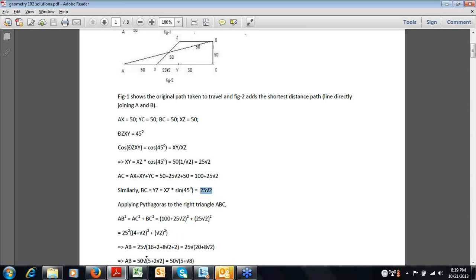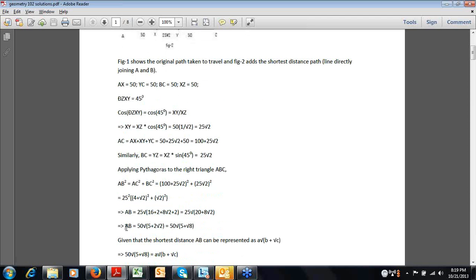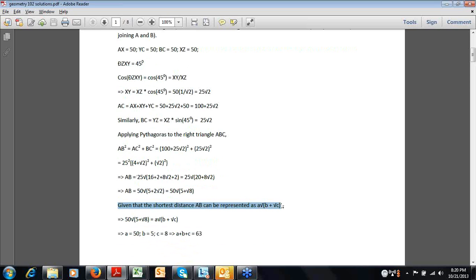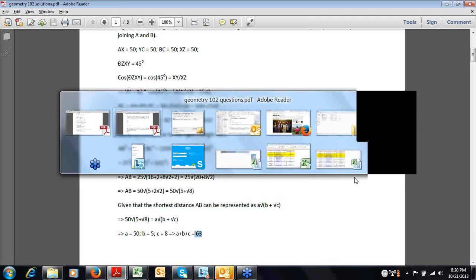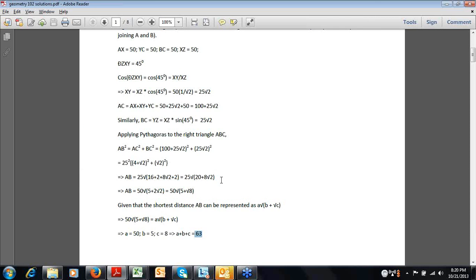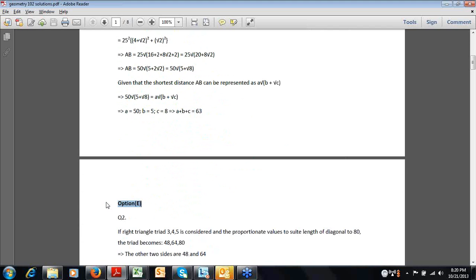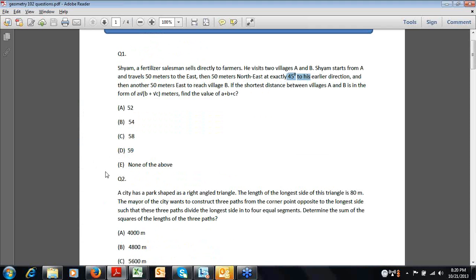Now you can take 25 square outside and you can get it in the form of this. Then AB can be written like this: 50 root (5 plus root 8). So given the shortest distance is AB, it can be represented in this form. So you have to find A plus B plus C, where A is 50, B is 5 and C is 8. So A plus B plus C is equal to 50 plus 5 plus 8, that is 63. We don't have option 63, so we will mark option E. Option E is none of the above.